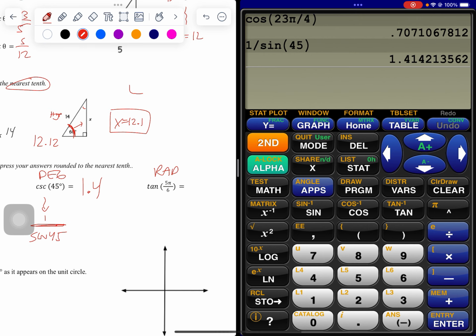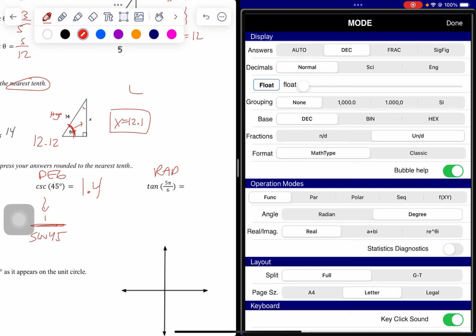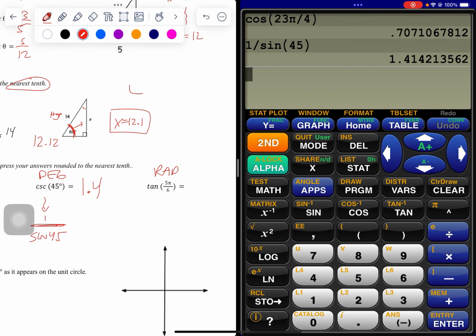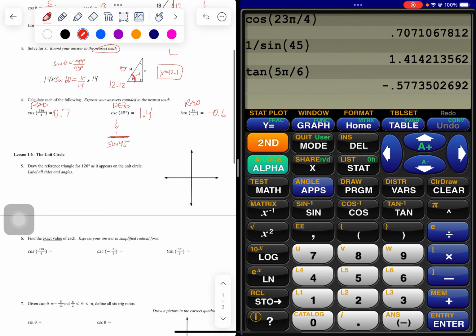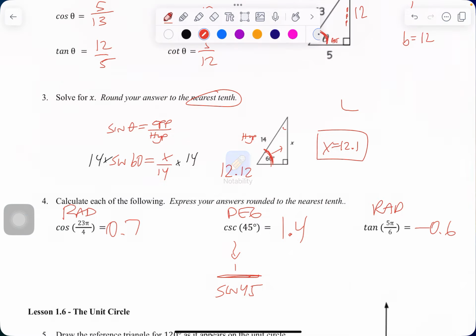And then I go tangent of 5 pi over 6. Again, back to radian measures. So tangent of 5 pi over 6 ends up giving me negative 0.6 if I round that correctly. All right, so I'm done with that for a moment.